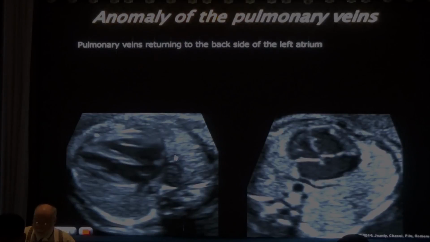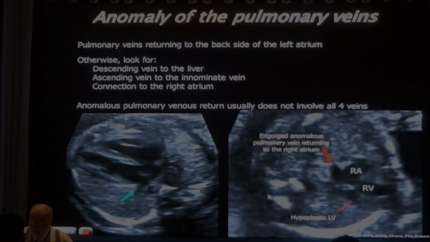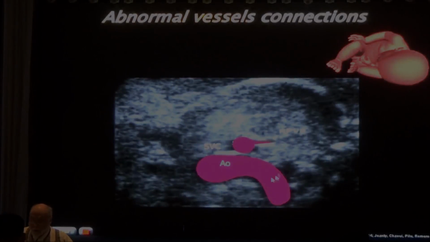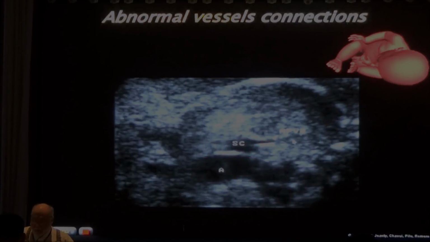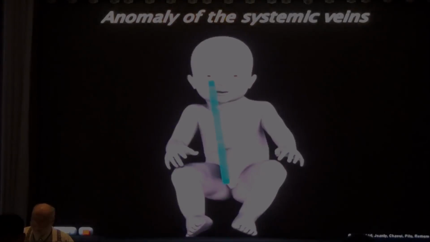Here you can see pulmonary vein returning to the left atrium. This is what it's supposed to be doing. Here you see pulmonary vein returning behind the left atrium, but not connected to the left atrium. You go to a vessel here, and then your task is to see whether this vessel is going south into the liver or north into the innominate vein. Another example of a supravena cava that receives a vessel coming from the right upper lobe, and then it was returned into the supravena cava.